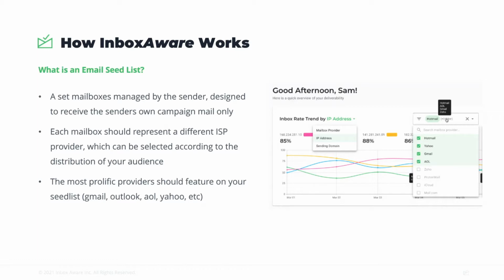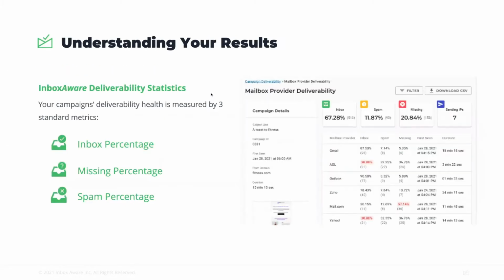And really, when it comes down to it, we allow you to customize this reporting and the seed list itself so that, again, for the most prolific providers in your databases, you can actually see all that information. And so the way that we look at this is a couple different ways, right? In InboxAware and deliverability statistics, the health of your deliverability is measured by basically 3 standard metrics: inbox percentage, missing percentage, and your spam percentage, or the spam or junk box that's out there, right?